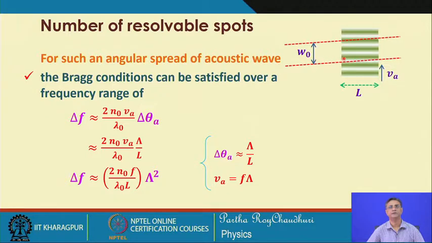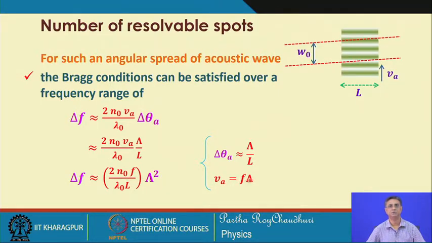So, for such an angular spread, this is the L, the width of the acoustic wave, this is the width of the optical beam, and this is the direction. Over this length the interaction takes place, and the Bragg condition can be satisfied over a range of frequencies. The range of acoustic frequency delta f is, as we have seen, given by this equation. Now, if we replace delta theta a by capital lambda by capital L, then delta f turns out to be proportional to lambda square, the square of the wavelength of the acoustic wave. We will see an example of how a practical deflector can be designed using realistic numbers.